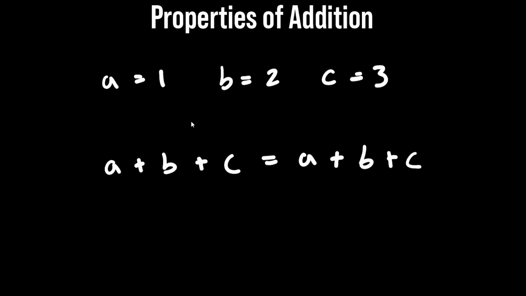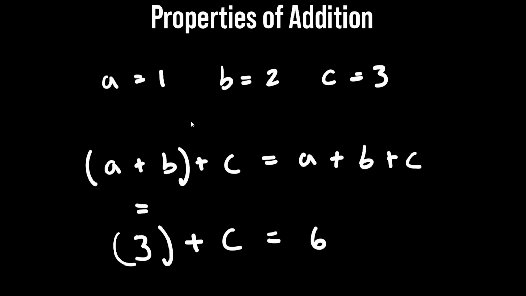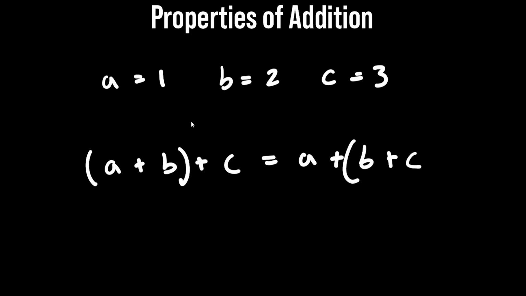Now parentheses, you can put around two variables, like this, (A plus B). What does this do? Well, it means that you have to add A plus B first, and then add C. So this would be equal to, A is equal to 1, B is equal to 2, so we have 3. So we add these first, then add C, which would be equal to 6. Now let's say we put parentheses around the B and the C here.